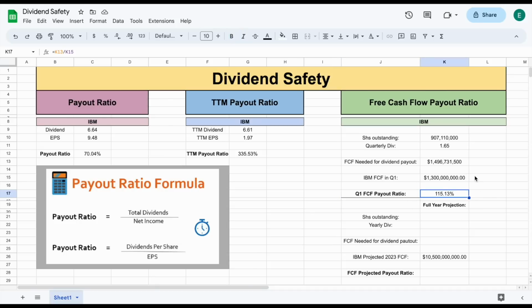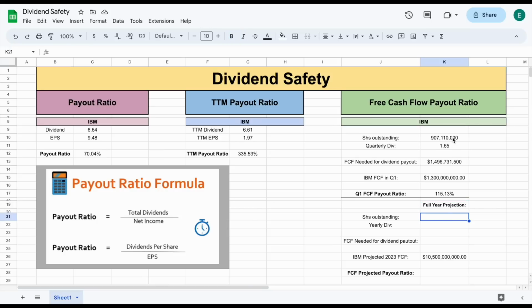Cash flow is really important to look at because obviously earnings can be manipulated in different ways, whether you use generally accepted accounting principles or non-generally accepted accounting principles. Free cash flow will not lie to you. So that 115% is definitely a little bit higher than we want to see, but some companies produce more free cash flow in later quarters in the year than in the beginning. So let's go ahead and look at the 4-year projections for IBM.